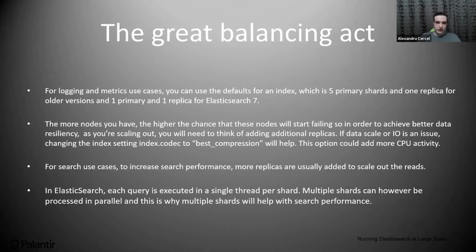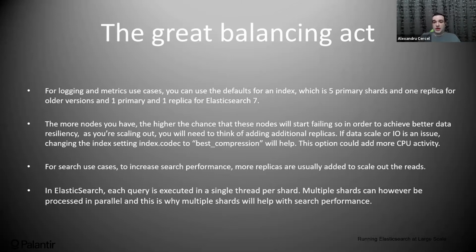For logging and metrics use cases, you can use the defaults for an index, which is 5 primary shards and 1 replica for older versions. In Elasticsearch 7, they changed this to 1 primary and 1 replica because of the oversharding that I mentioned earlier. The more nodes you have, the higher chance of these nodes will start failing, and you might end up losing data even if you have replicas in place.